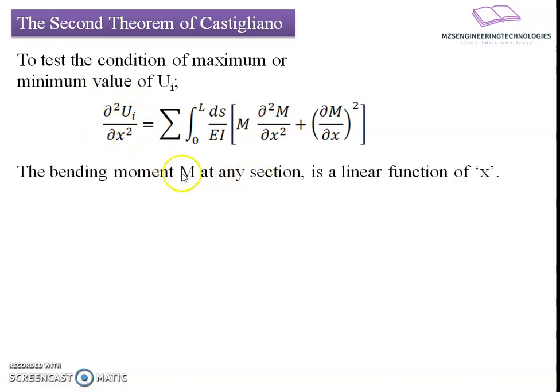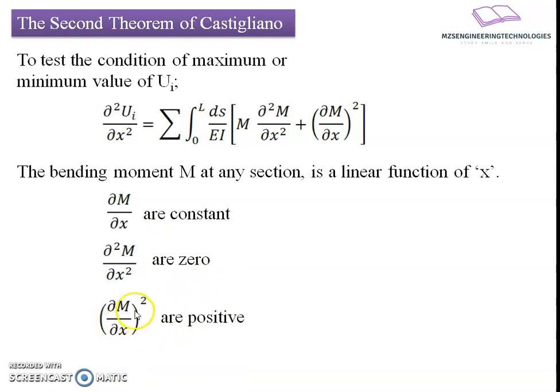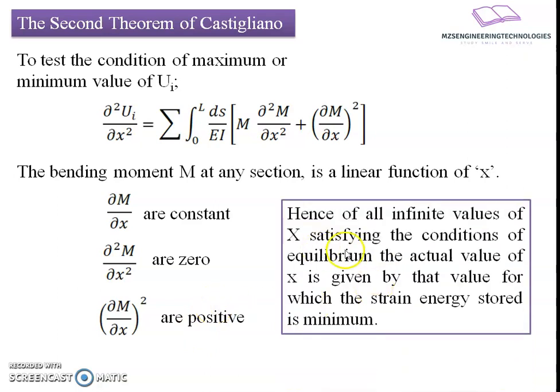Now if I separate the bending moment at any section, we can make a statement: the bending moment at any section is a linear function of x. It's going to have linearity with reference to change in length. So dou m upon dou x is our constant, and dou 2m upon dou x square, the derivative of this constant, will be 0. And dou m upon dou x whole square is a positive value. It says that of all infinite values of x satisfying the condition of equilibrium, the actual value of x is given by the value for which strain energy stored is minimum.